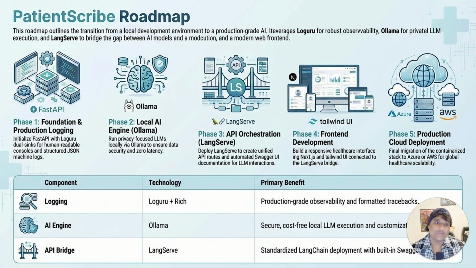Phase 5 is one of the more important topics in this series. We would be deploying the containerized stack to AWS and to Azure as well, because why not both, man? I've seen a lot of job ads. Some ask for Google Vertex AI experience, some ask for AWS, and others for Azure. At the end of the day, I feel that if you know one well, you know them all, man. So let's deploy our application to two of the major cloud vendors, AWS and Azure, for global healthcare scalability.